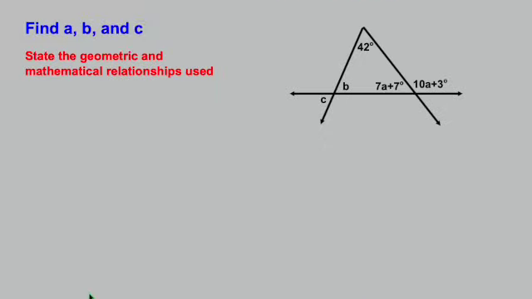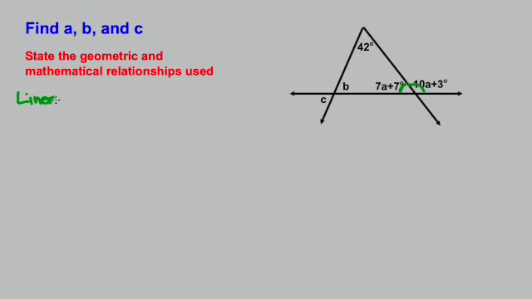Let's go ahead now and use what we learned about the angle relationships to solve for A, B, and C in this figure over here. We're going to use those geometric relationships and also how they're related mathematically to actually solve for A, B, and C. So looking over here, I see A used in two different angles, and I happen to notice that if I take the 7A plus 7 angle and also the 10A plus 3 angle, together that forms a linear pair. So that's going to be my first move here in solving for A, B, and C.